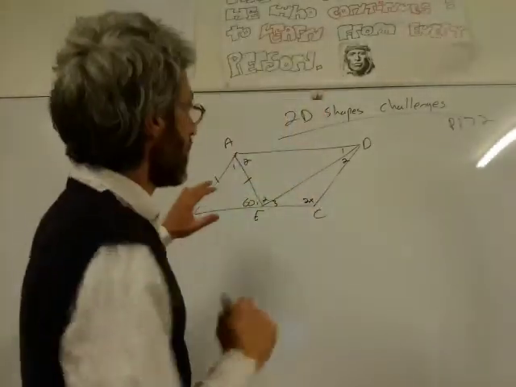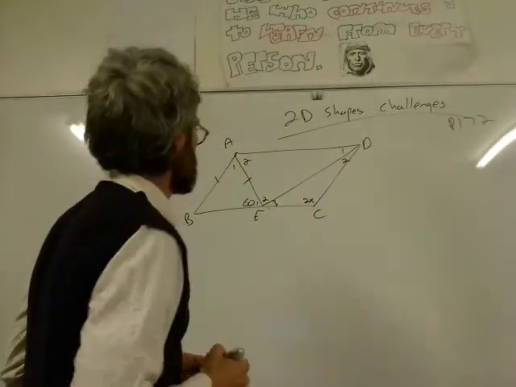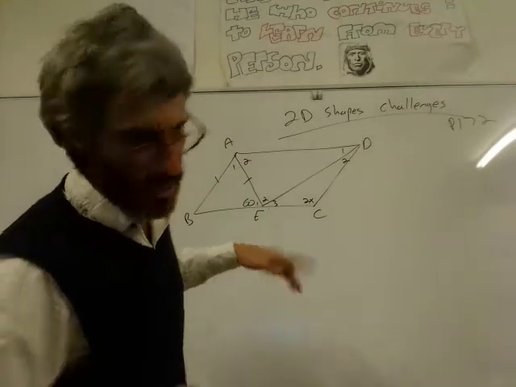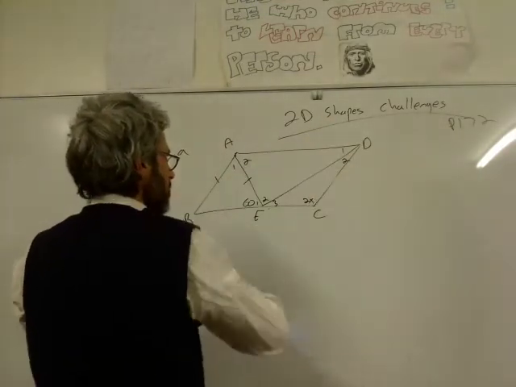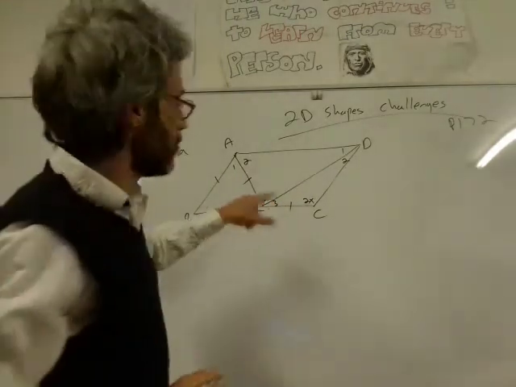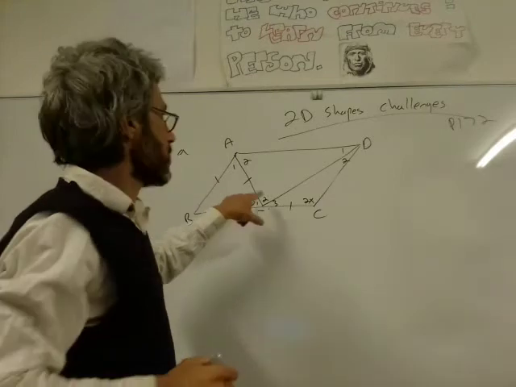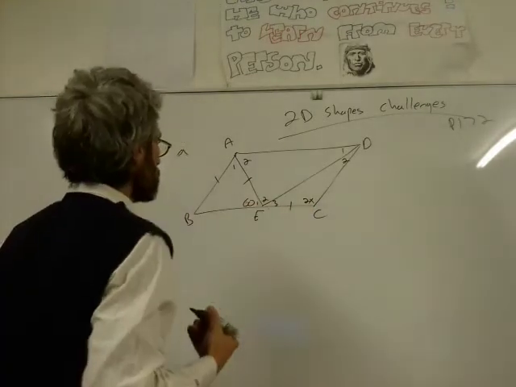Anyway, I'm going to do question A on page 172. The first bit: we're given this parallelogram, so this is parallel to that, and that is parallel to that. We're also told that these three sides are equal, that this angle is 60 degrees, and this is 2x, and we want to find x. Right, how do we do it?